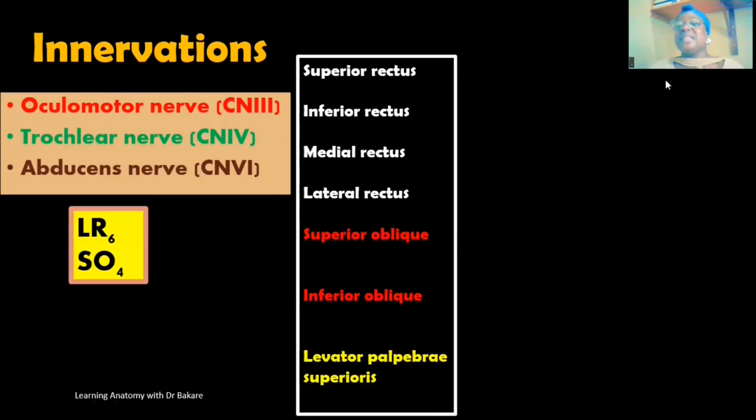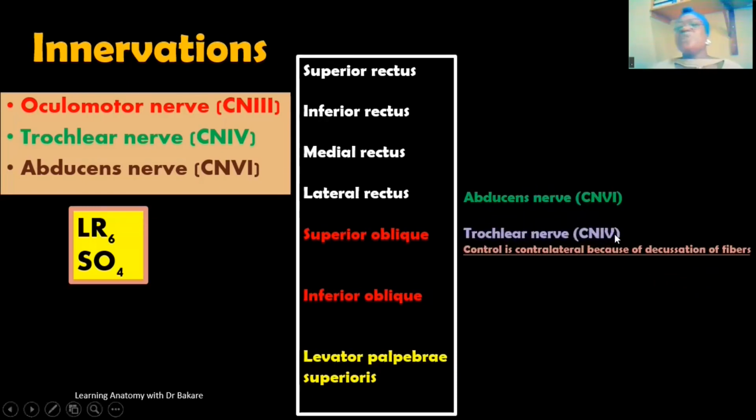So talking about the innervations, we already described the LR6. That means the lateral rectus will be innervated by the sixth cranial nerve, which is the abducens nerve. Then going to the SO4, which is the superior oblique, it will be innervated by the trochlear nerve, which is the fourth cranial nerve. But it's good for us to note that the control is contralateral, which means that the trochlear nucleus on the left side will be controlling the superior oblique on the right, while the trochlear nucleus on the right will be controlling the superior oblique on the left because of the decussation of its fibers.